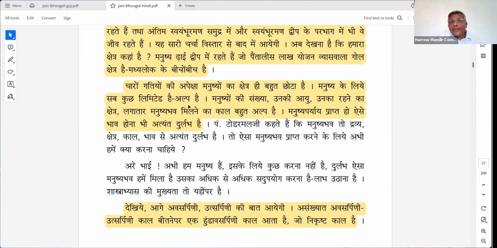It's even rarer than winning the lottery. It's easy to win the lottery, but it's rare to be a human being. Just consider how fortunate you are that you have had the chance to be a human, which is so rare. Manushyo ki sankhya, number of manushya, manushya ayu, the lifespan of a manushya, unka rehne ka sthan, the places where manushya live, lagatar manushya bhav milne, so to get continuous manushya bhav, these are all extremely difficult. Manushya paryay prapt ho, aise bhav hona bhi atyant durlabh hai. So it's so rare to be a human.